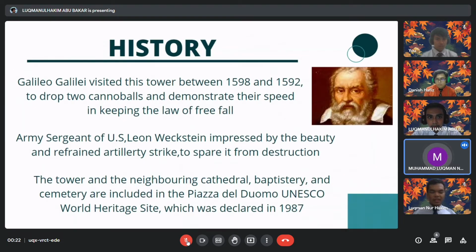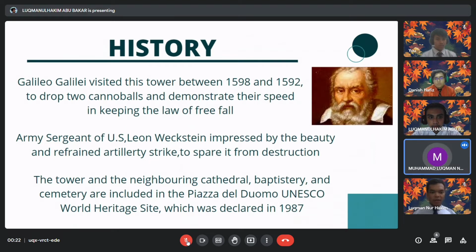Some interesting things that happened in history at this tower. The first one is Galileo Galilei, a famous scientist, who visited this tower between 1598 and 1592 to drop two cannonballs and demonstrate their speed in keeping with the law of free fall.